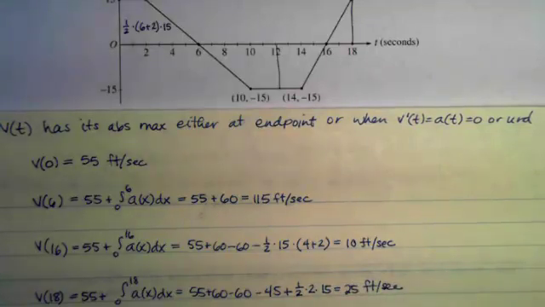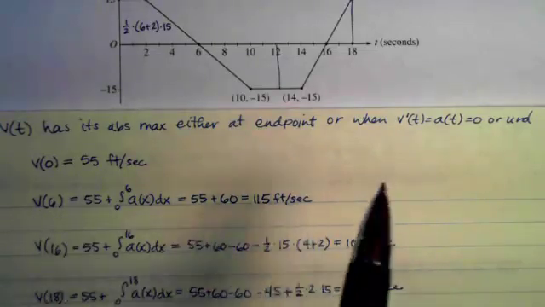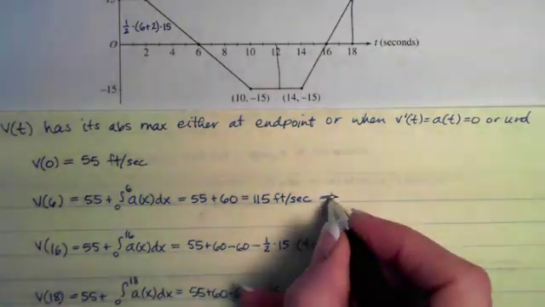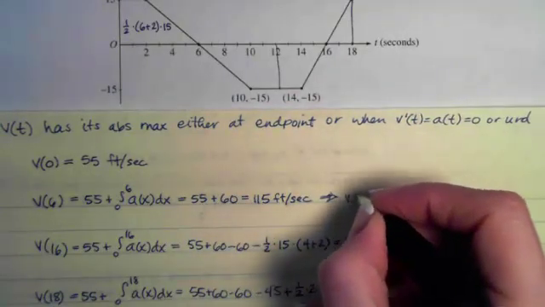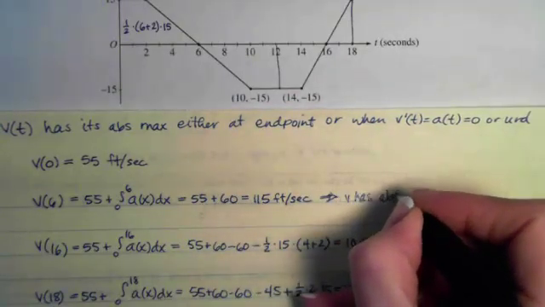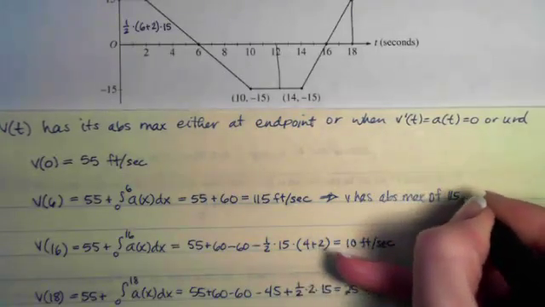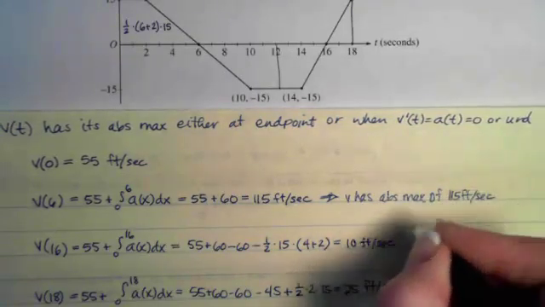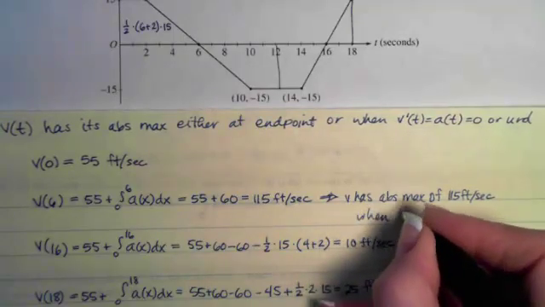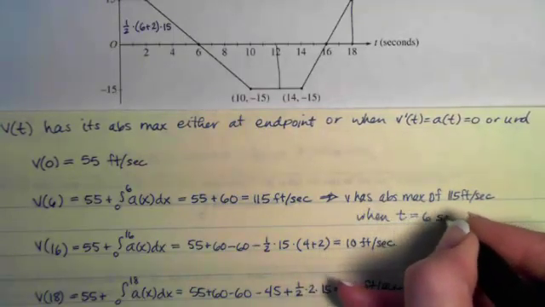So if we look at this list now, these are all of our extreme values. We have endpoints and we have all our critical points, so it's an exhaustive list of all of our maxes and mins. We can see that the biggest one happens right here at 6. So we have V has absolute max of 115 feet per second when t equals 6 seconds.